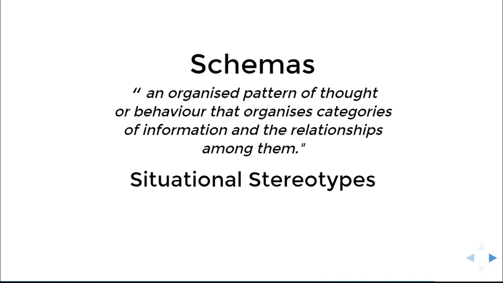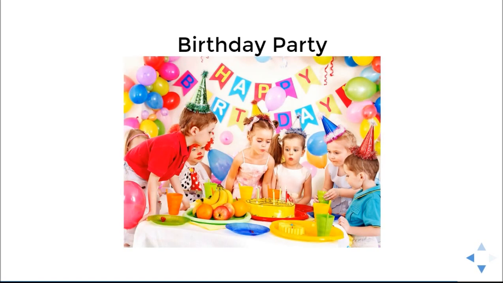And so what a schema is, it's similar to a stereotype, except instead of looking at the traits of a person, it looks at the traits of a situation. And rather than basing it off the group, it's based off the nature of the situation. A good example of this is if you look at birthday parties. I just went on Google and quickly Googled birthday party, and this image came up in one of the top results. And so this is a perfect example of a mental schema.